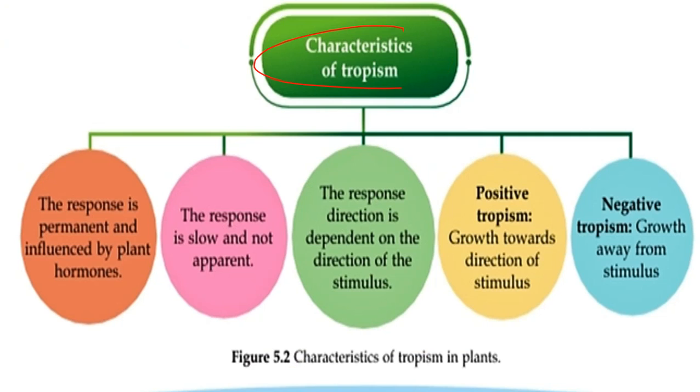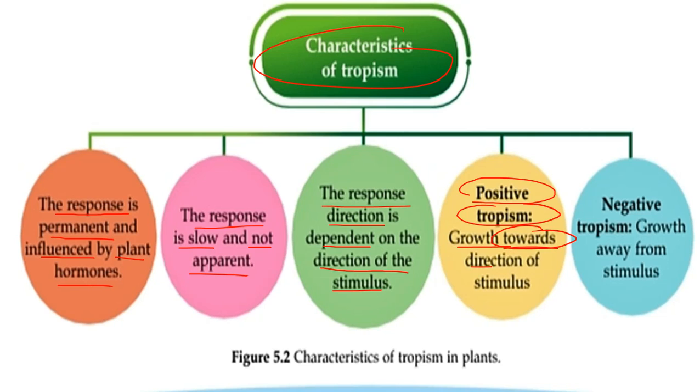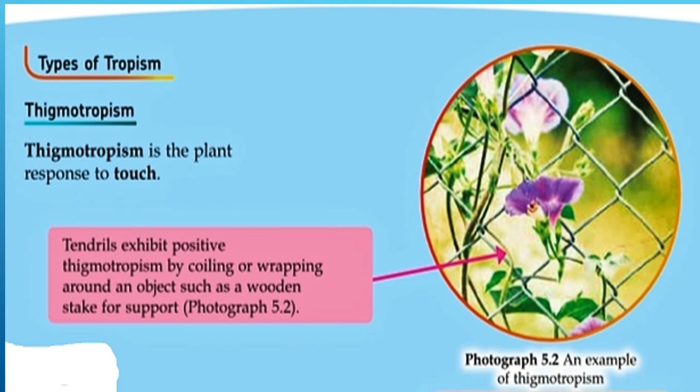So, characteristics of tropism: the response is permanent and influenced by plant hormones. The response is slow and not apparent. The response direction is dependent on the direction of the stimulus. We call it positive tropism if the growth is towards the direction of the stimulus, and we call it negative tropism if the growth of the plant is away from the stimulus. So we have types of tropism.